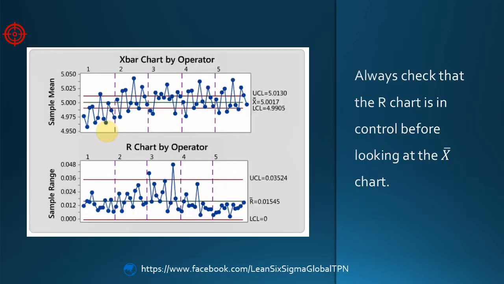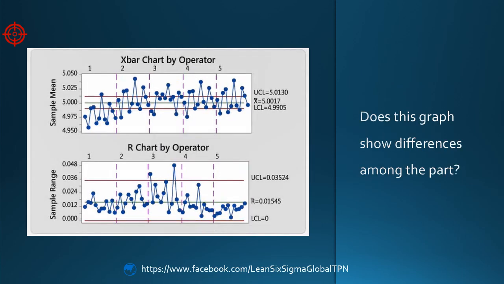Because the control limits are based on repeatability variation, it's important to ensure that the R chart is in control before looking at the Xbar chart. If the repeatability variation is not in control, then the control limits in the Xbar chart are invalid. Because only a few points are out of control limits on the R chart, we can feel comfortable interpreting the Xbar chart for the PCBA viewer data.